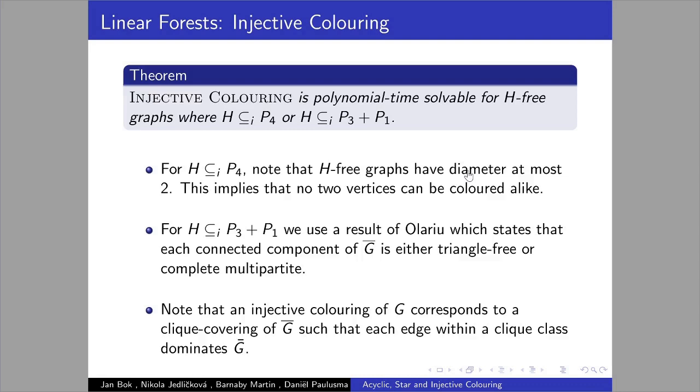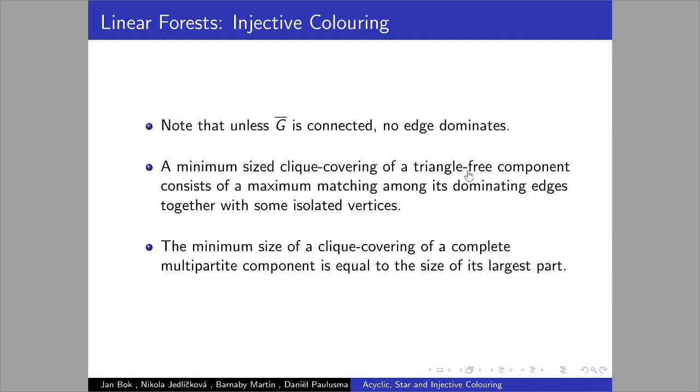And for H an induced subgraph of P3 plus P1, we use the result for this class of graphs, which states that each connected component of the complement of G is either triangle-free or complete multipartite. So then we note again that an injective coloring of G corresponds to a clique covering of its complement, such that each edge within a clique class dominates the complement. So no two clique classes induce the complement of P3, which is 2P2 plus P1. So unless the complement is connected, no edge dominates. So if the complement is disconnected, no two vertices get the same color.